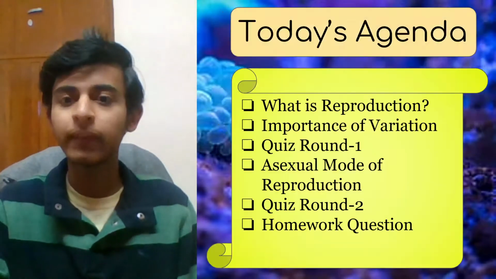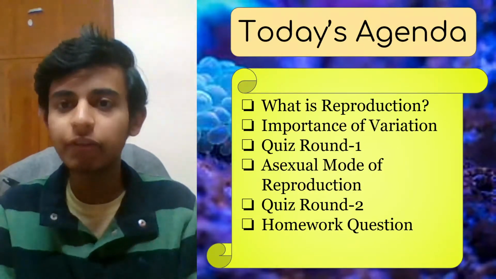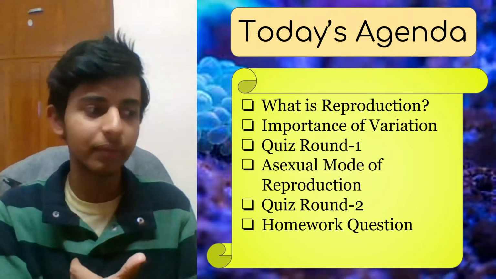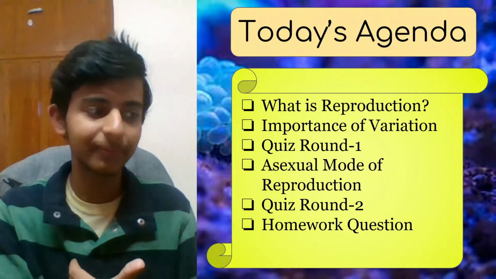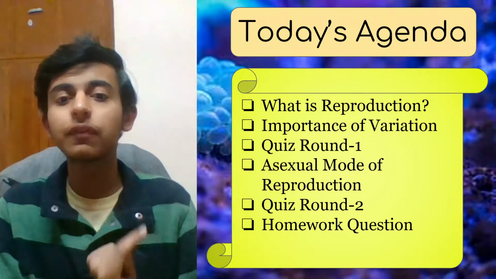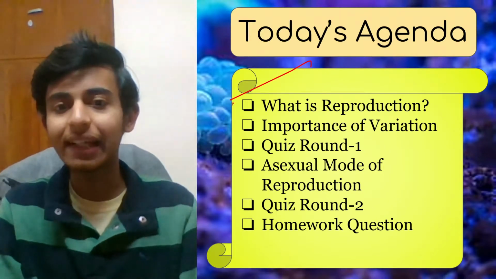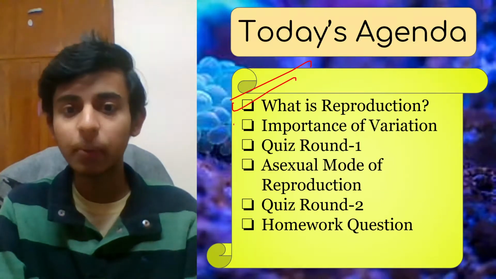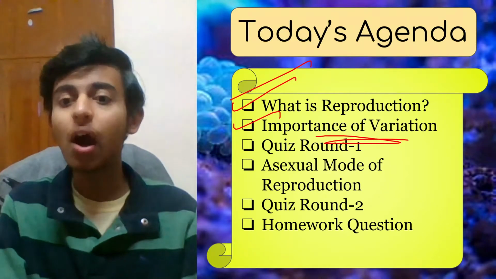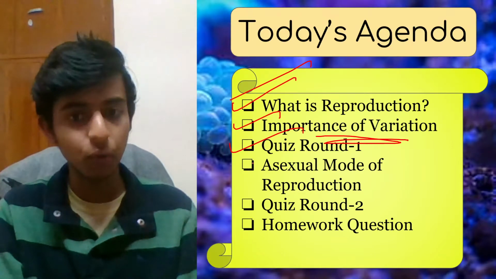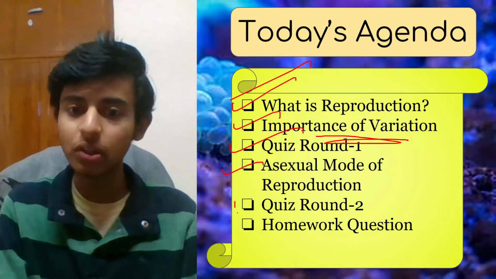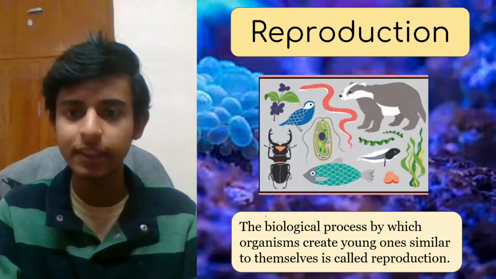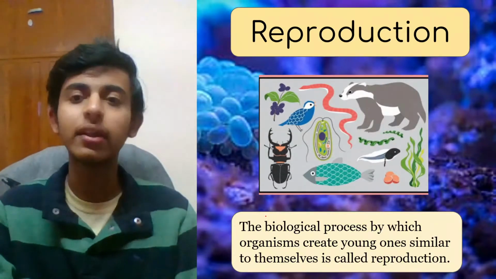Okay, everyone. Let's have a look at the agenda for today. First of all, we'll be understanding what exactly reproduction is. Then we'll talk about the importance of variation, how variation is important, then quiz round 1, the asexual mode of reproduction, quiz round 2, and the homework question. So this is going to be the flow of the session. Let's get started with reproduction.